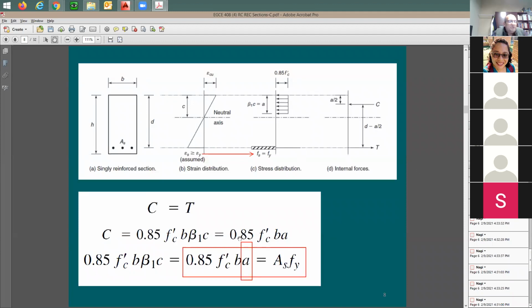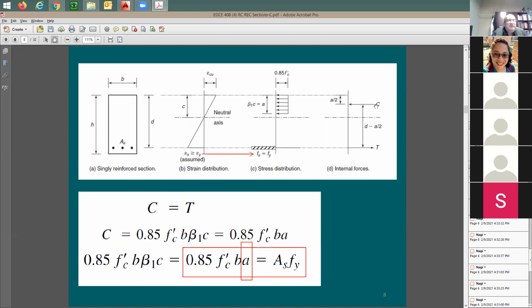Or I can say compression is gonna be 0.85 f'c multiplied by the width b, multiplied by the block depth a, which I just solved for by setting this equal to each other. How about the tension force? You have the tension force, it's gonna be As times fy, which is the same as the compression force. So this is great, now it's able to solve for all the forces.